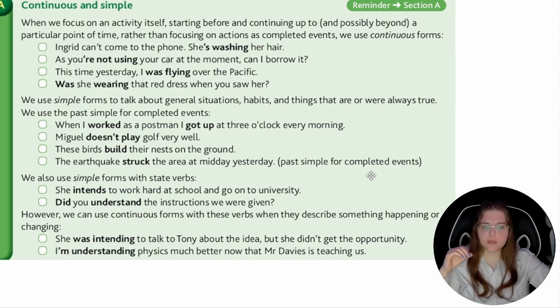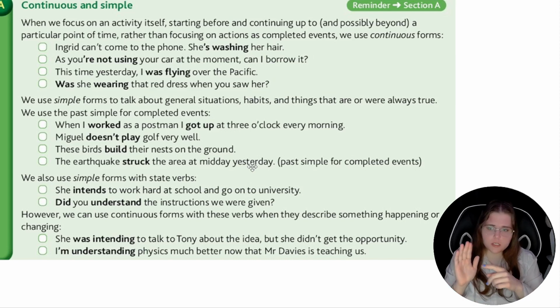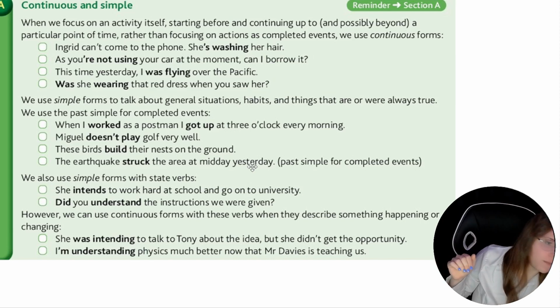Past time for completed events. It was yesterday, and now we have only the consequences of this event. But in this sentence we can't see any duration. This is just a fact, like if it would be the report, like yesterday I got up, I painted my hair, and the earthquake struck the area at midday. That's it. Just a list of facts about yesterday.